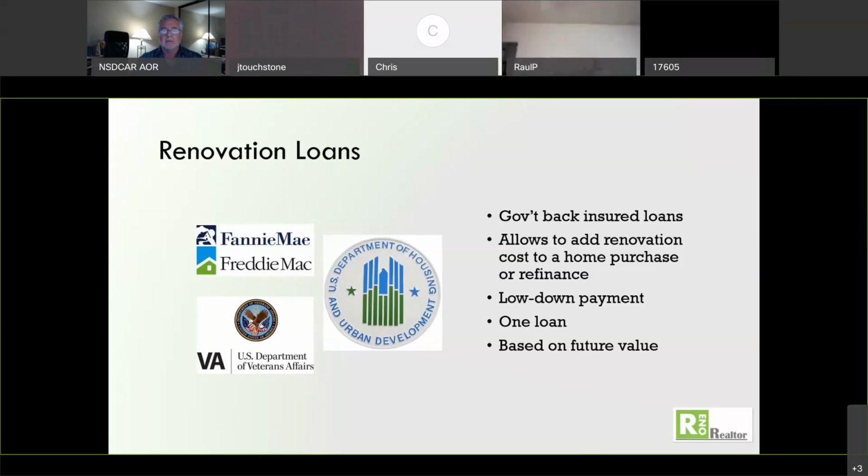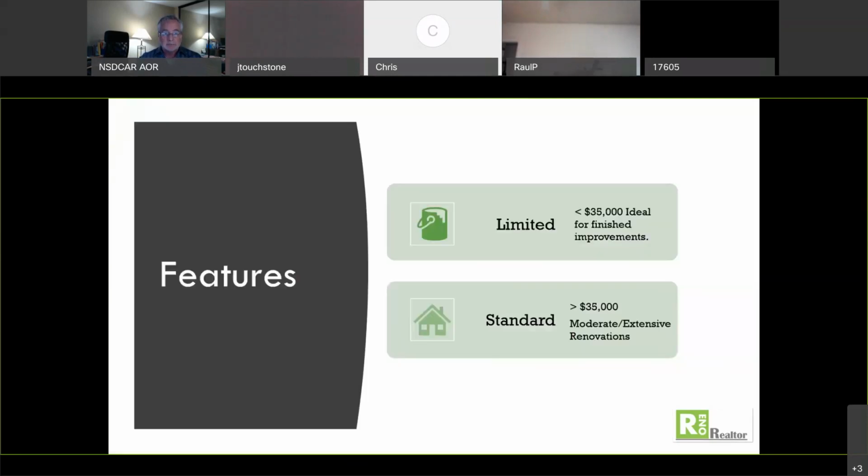Again, this very simply allows us to add a construction budget in conjunction with a home purchase. So you're going to make an offer on a property. We're going to work with a contractor, putting in a construction budget. That all rolls into one loan. And again, the overall loan amount is based off of the appraisal, which is based off of the future value of the property with the improvements.